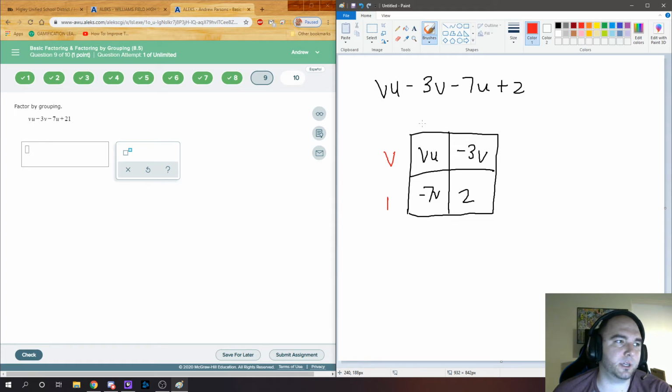Wait, which one of these was a U? I'm not very good at writing a V and a U, am I? Like this. Okay, sorry. This guy was supposed to be a U. Okay, anyways, first row, take out a V. Second row, can't take out anything, so I put 1. First column, I can take out the letter U. And second column, I can't take out anything.